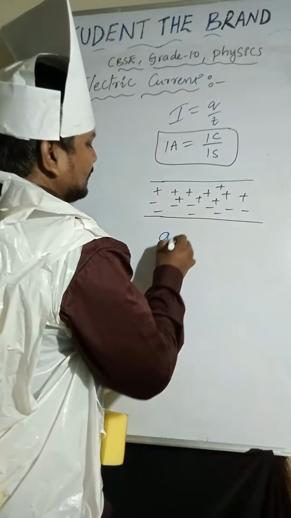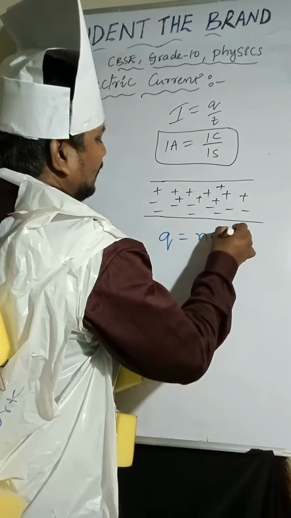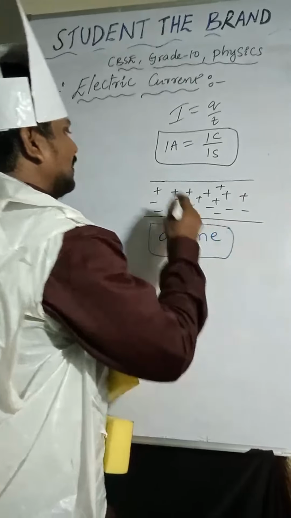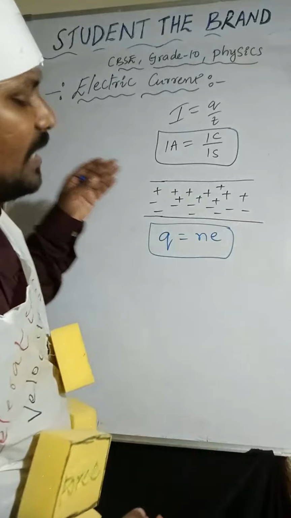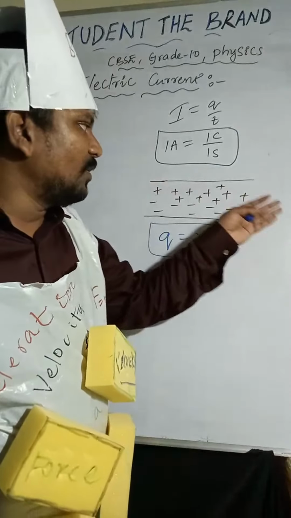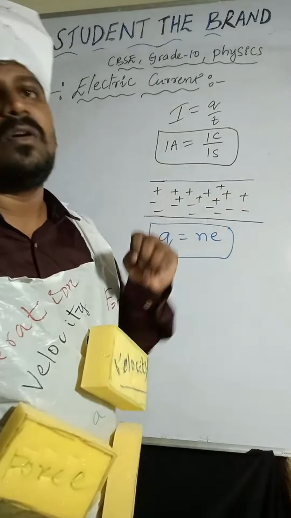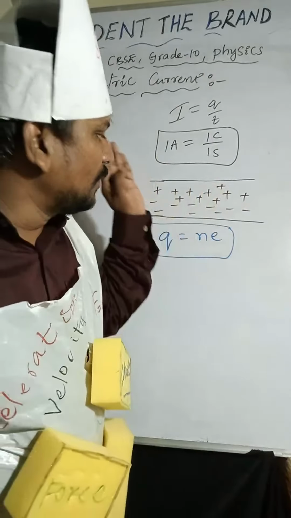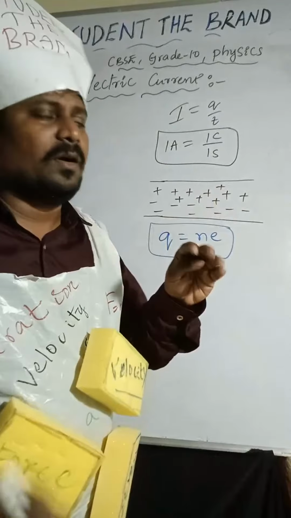So Q is nothing but plus or minus Ne. Plus is positive charge, minus is negative charge. Positive charge is proton, negative charge is electron. Q equals Ne.